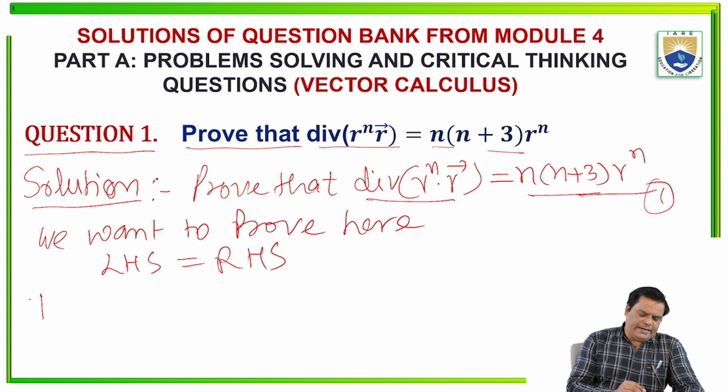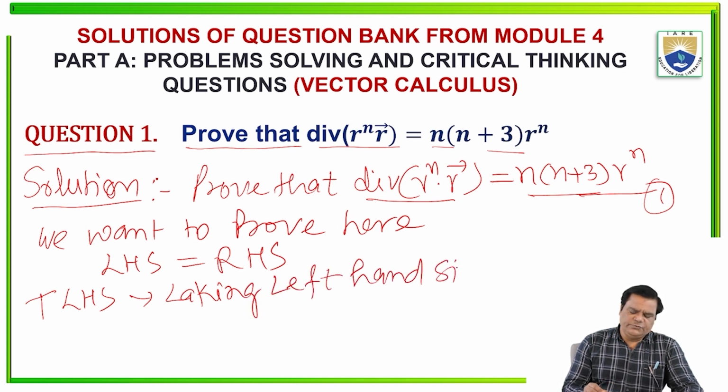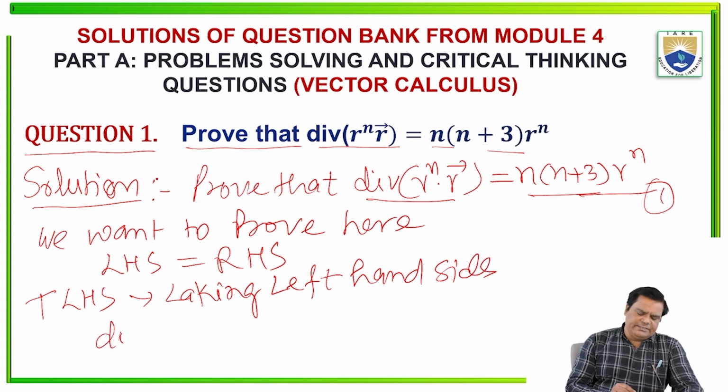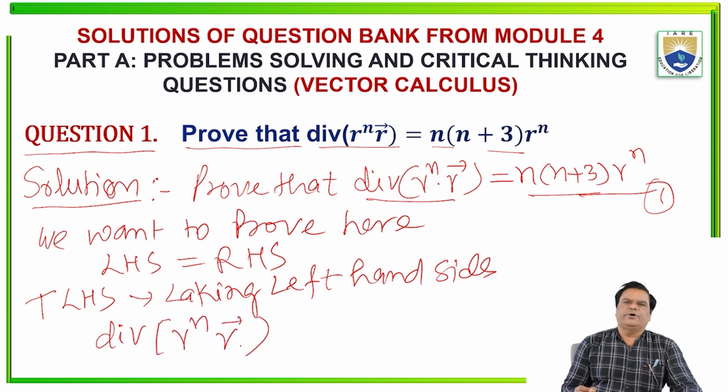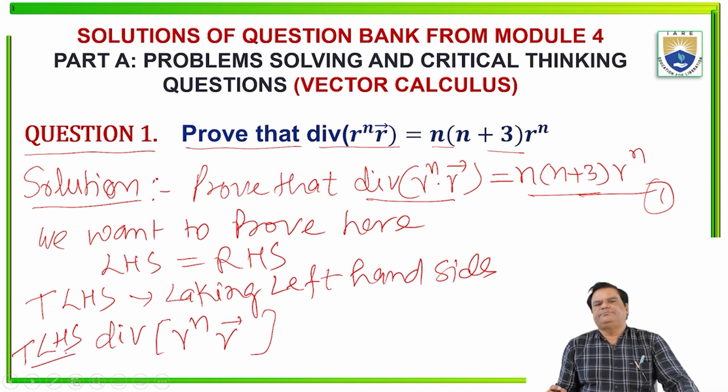So here, TLHS means taking left hand side. TLHS is the divergence of, in brackets, r to the power n vector r. This is TLHS. I am taking the left hand side.